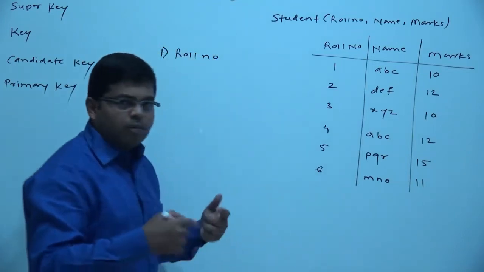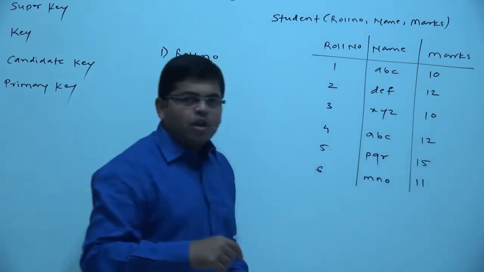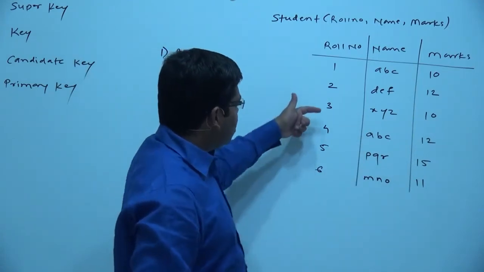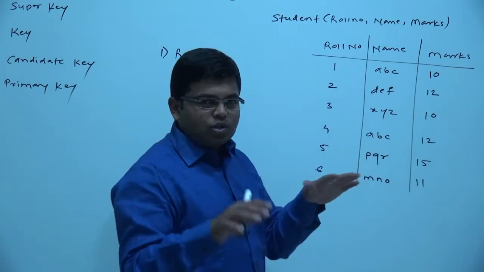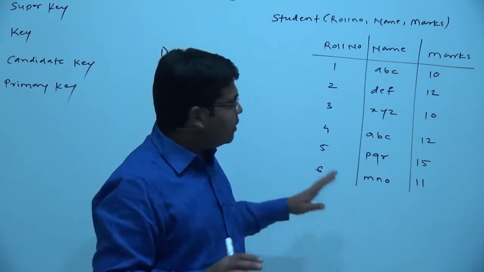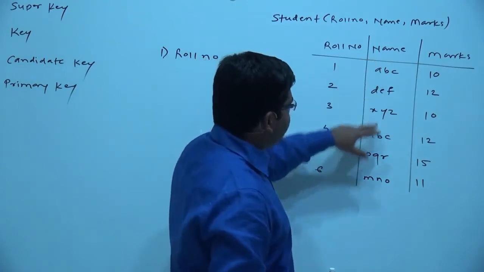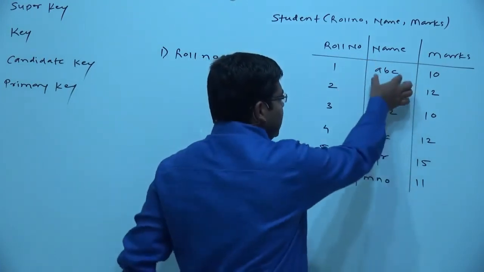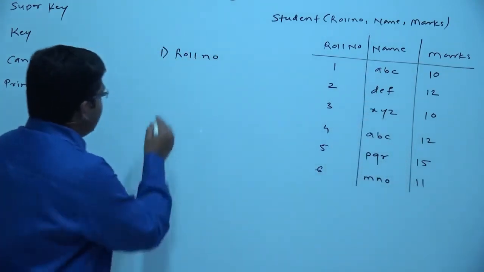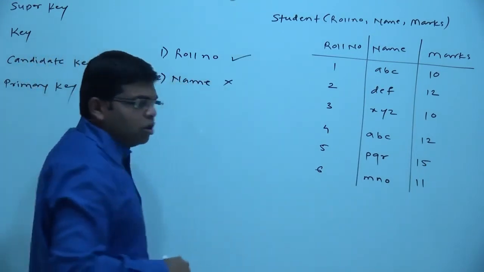For example, if I say roll number 4, then we are very clear that we are talking about the tuple 4, ABC and 12. Or if I ask you a question, what is the name of roll number 4, your answer will be ABC, and what are the marks of roll number 3, your answer will be 10. So let's be very clear here, with the help of roll number we can uniquely identify the tuples. That is why roll number can be called a key. Now after that, let us see whether with the help of name we can uniquely identify the tuple or not. Because name is repeating, ABC, ABC, we cannot identify rows with the help of name alone, and that is why we can say that name alone is not a key, whereas roll number alone is a key.